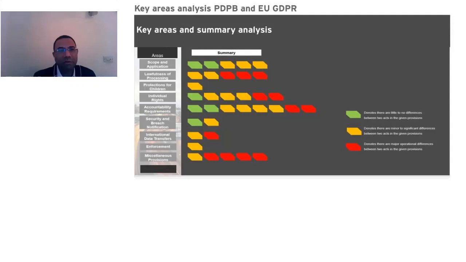In summary, on the left side is scope and application, lawfulness of processing, protection for children, individual rights, accountability requirements, security, breach notification, international data transfer, enforcement, and miscellaneous provisions. And the greens here basically denote that there are little to no differences between the India Data Protection Bill and GDPR. The yellows are where there are minor differences, and the reds are where there are major differences between the two, and that's where cross-border comes into play.